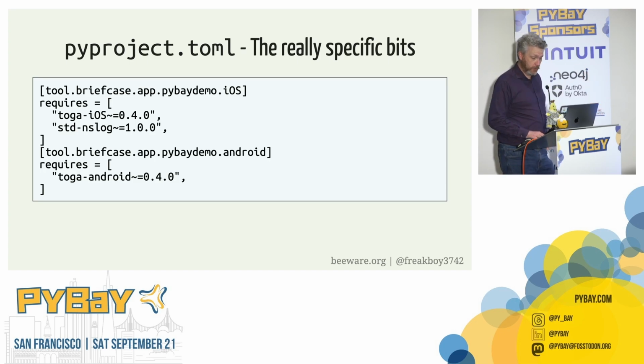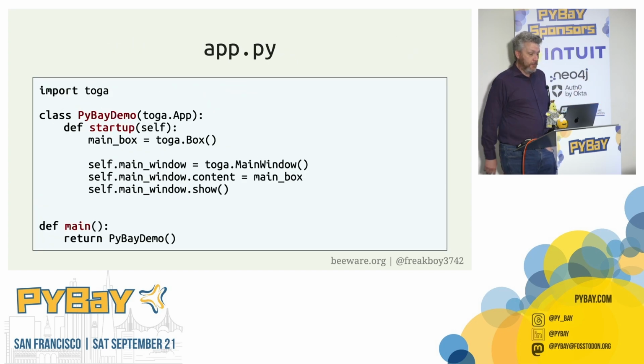That's the project configuration. What about the app itself? Well, the logic for the app is all contained in app.py. At the moment, it's a bare stub. It declares a class called PyBayDemo, which is a subclass of Toga's App, and that class has a startup method. That method creates a box, which is Toga's representation of a generic container of content. It creates a main window, sets the content of the main window to be our empty box. It then shows that main window.